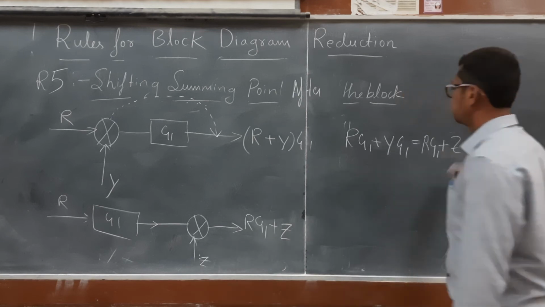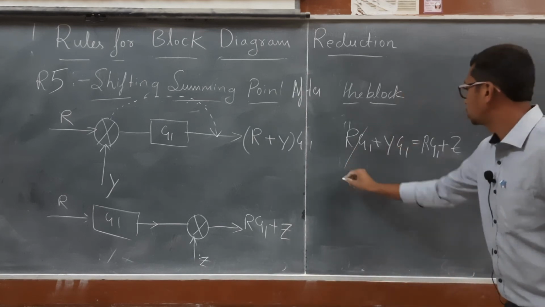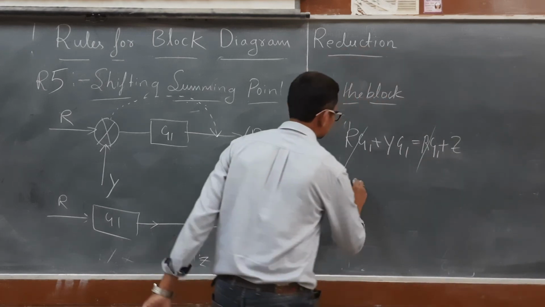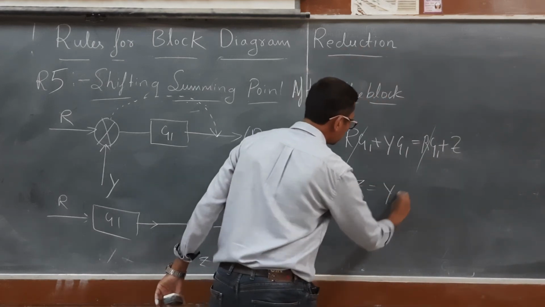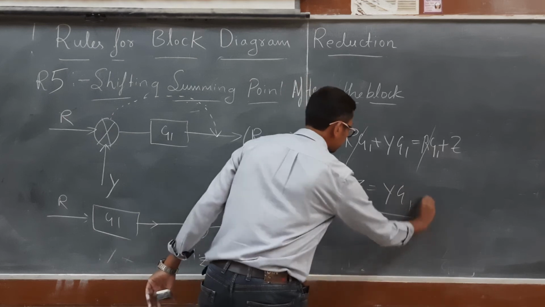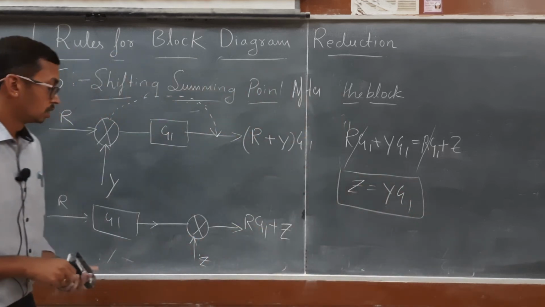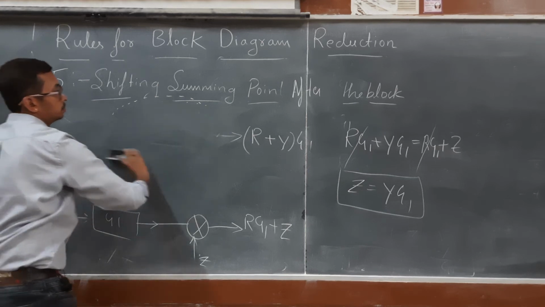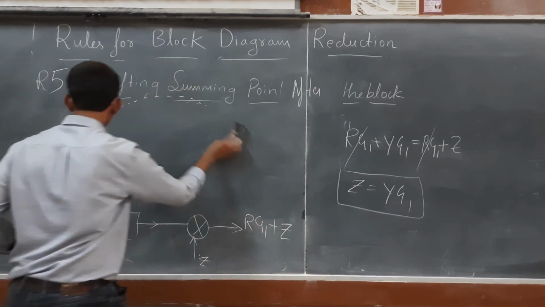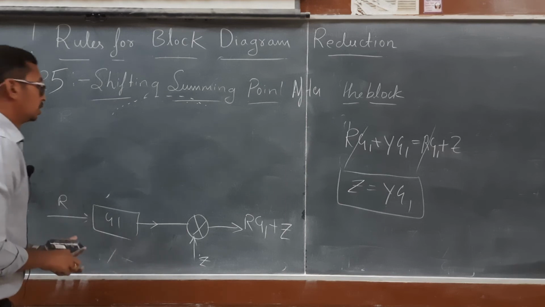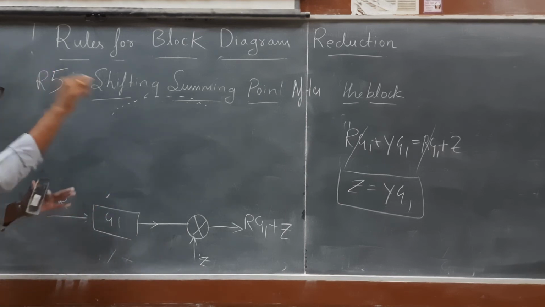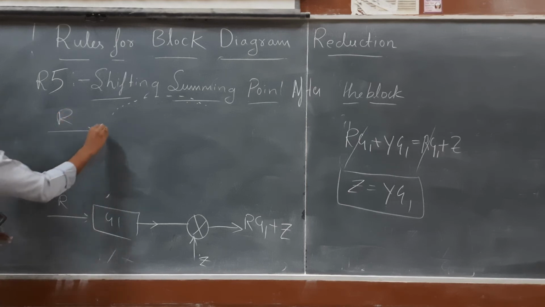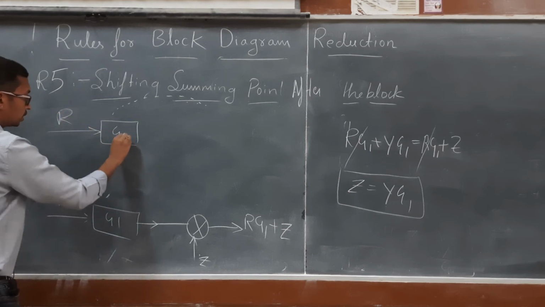So I am going to equate this: RG1 plus YG1 is equal to RG1 plus Z. Here RG1 gets cancelled. Therefore Z is equal to YG1. So what is the meaning of this? Just rewrite it over here. If the output must be the same, then R, so this is G1.